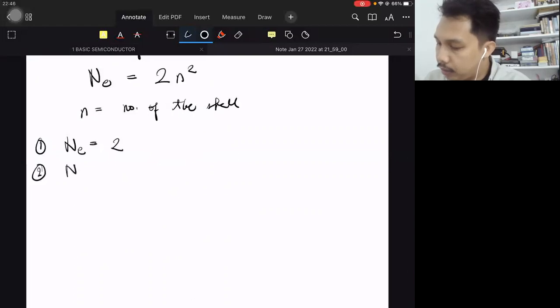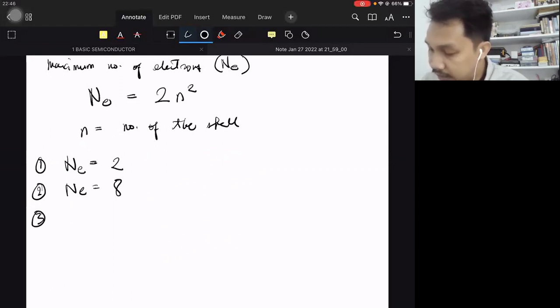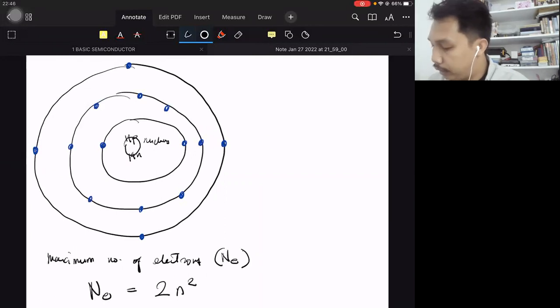For the second shell, n is 2, so 2 squared is 4 times 2, which is also equal to 8. For the third shell, the maximum number of electrons would be 3 squared is 9 times 2, 18. So for our silicon, which only has 14 as its atomic number, will only have 4 more electrons left for its outermost shell.